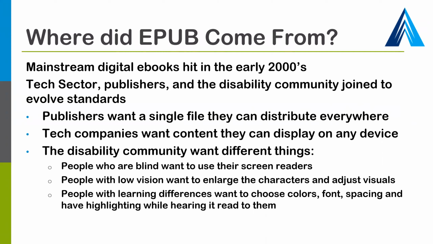Publishers wanted to have a single file format that they could distribute through all of their distribution channels. A single file that would go out to Apple and Google and Vital Source and Amazon and everywhere. The tech companies wanted a consistent mechanism for delivering content to consumers. And people with disabilities had a wide range of requirements. People who were blind wanted to use their screen readers. People with low vision wanted to be able to magnify. And people with learning disabilities and dyslexia wanted to see that read aloud function we just had demonstrated.